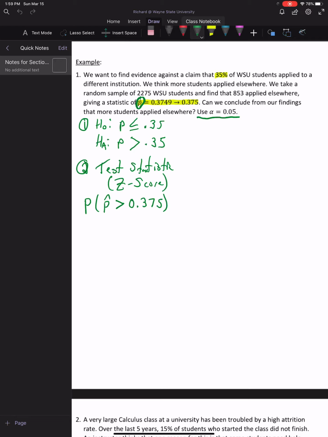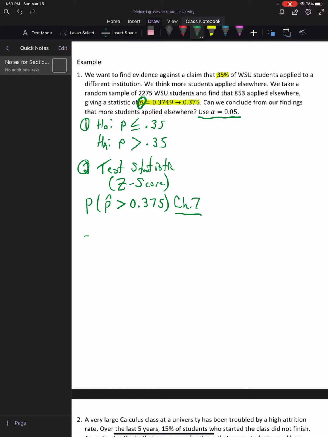Okay, now from here, hopefully this is pretty easy for you because, again, this is coming from chapter 7, when we dealt with the central limit theorem. So this is going to give us the probability that z is greater than this big fraction, and we've got the square root down here. So this should be what?